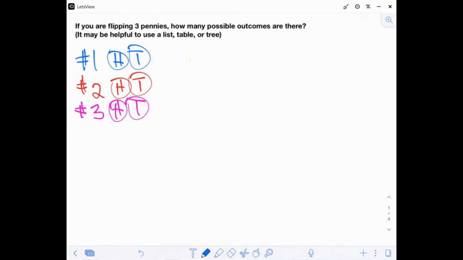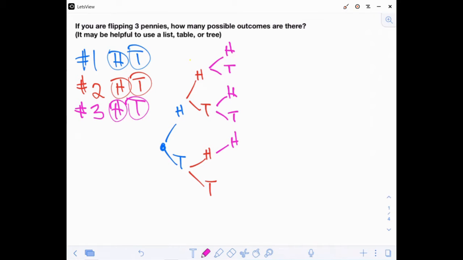I have my first penny, and when I flip my first penny, which I'm marking in blue, I could get heads or I could get tails. Then I have to flip my second penny, and I'm going to list all the outcomes. After my heads, I could get heads or tails. Now I've got that third penny to flip. I could get heads or tails after each of them. Okay, so you can see all the different possibilities.